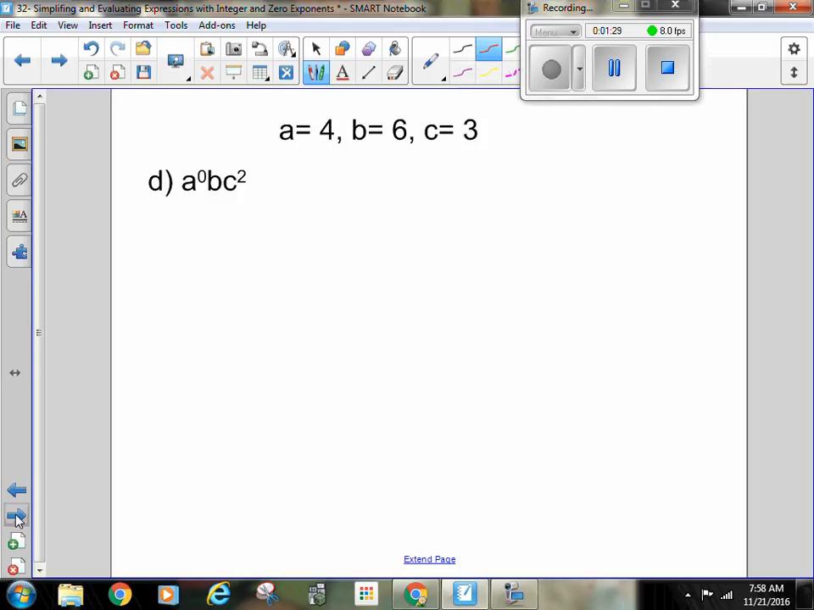All right, so here we're going to substitute in 4, 6, and 3 for a, b, and c. So a becomes 4 to the 0 power, b becomes 6, and c becomes 3 squared. Well, we know 4 to the 0 power becomes 1 times 6 times 3 squared is 9. 1 times 6 times 9, we end up with 54.